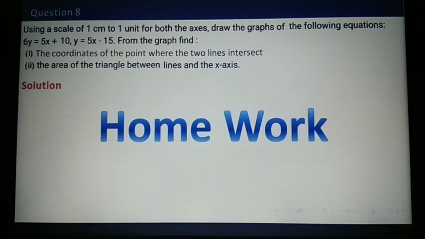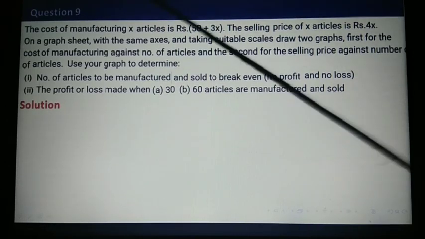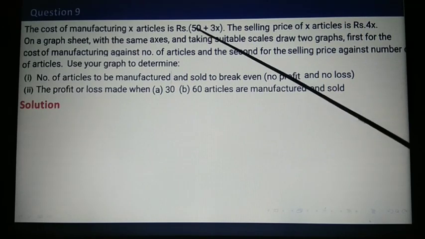Let's go to the other one. Let's be a bit attentive here, because this is going to be very, very useful, because in real life we make use of straight lines and graphical solution of straight lines, especially for this kind of problems. What the question is saying is, the cost of manufacturing x articles is rupees 50 plus 3x.